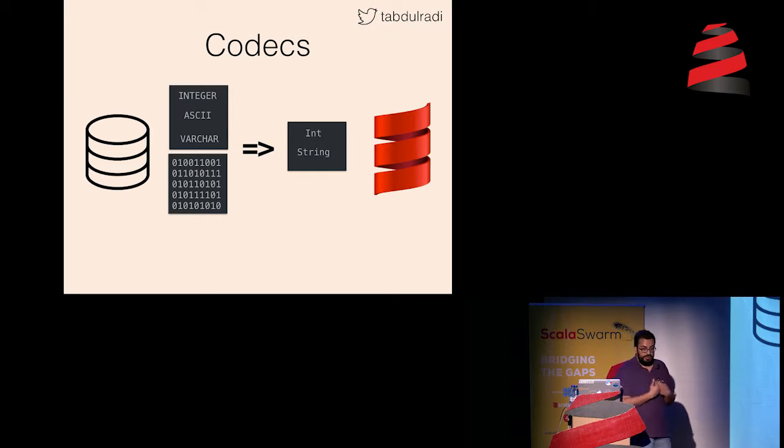I'm writing a driver. I have data that's coming from the database after executing my query. The data is binary. The database gives me on the wire a bunch of bytes. It also gives me some metadata that tells me what the row that you have selected looks like, with the database types like integer, ASCII, varchar. My duty as a driver is to take that information and give my user back Scala types or Java types on the JVM, int, string, whatever.